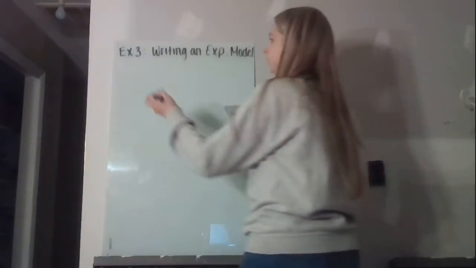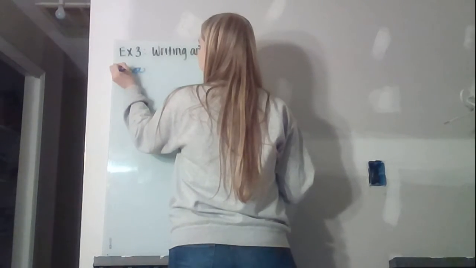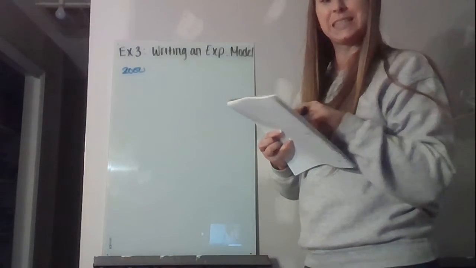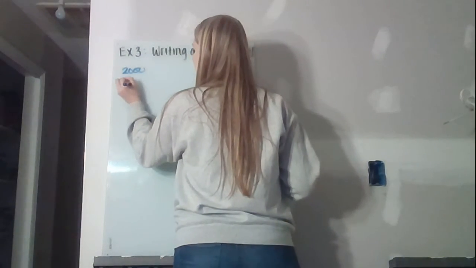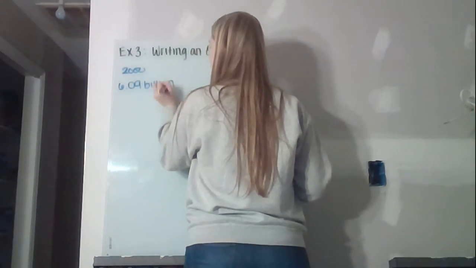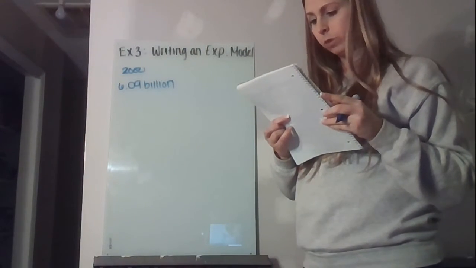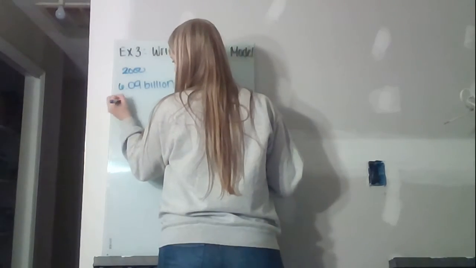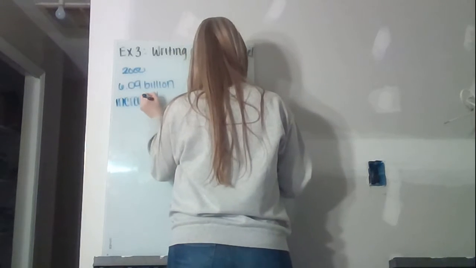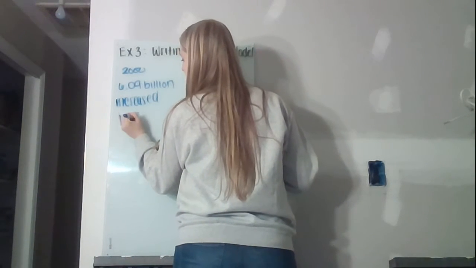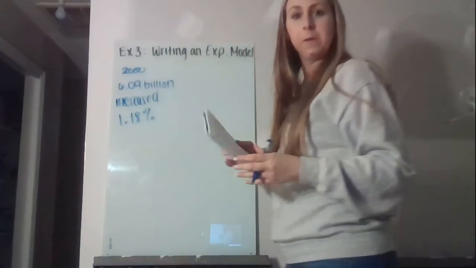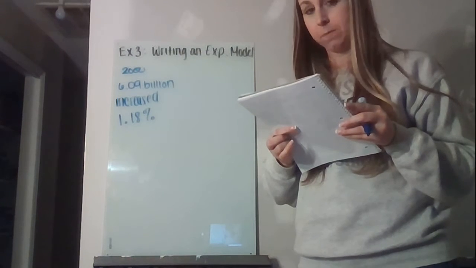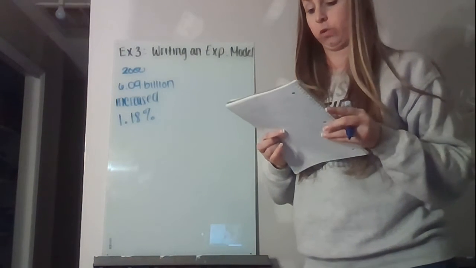All right, so in the year 2000, that's our starting year, the world population was about 6.09 billion. During the next 13 years, the population increased by 1.18% each year. Write an exponential model giving the population y in billions t years after the year 2000.